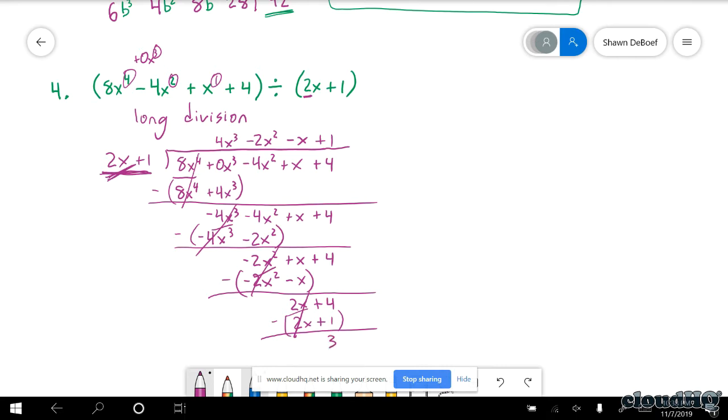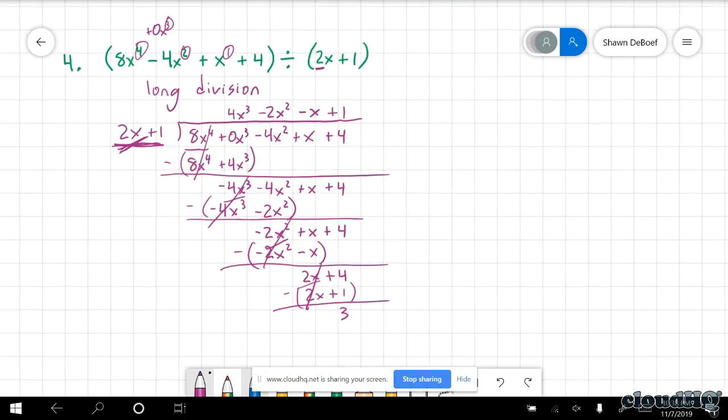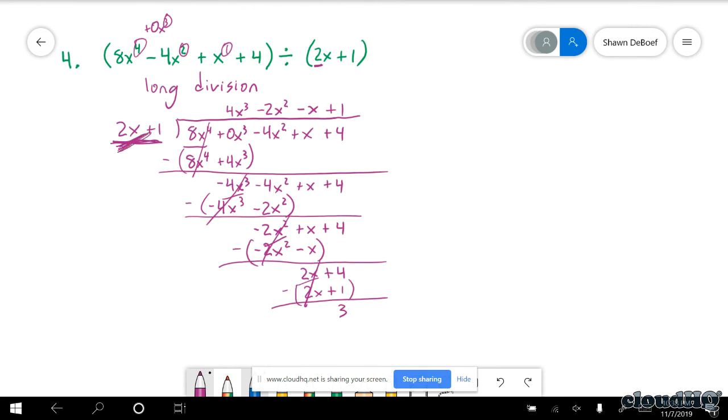I now have a degree that's smaller than the 2x plus 1. This is a degree of 0. That was a degree of 1, so it's smaller. I can't do anything else. That means the 3 is my remainder. So my answer had the 4x cubed minus 2x squared minus x plus 1, and then my remainder was 3, so 3 over what we divided by, 2x plus 1.